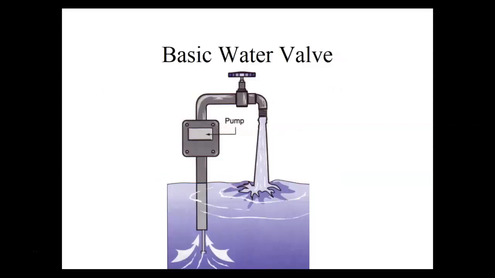So, basic water valve, everybody understand that? We've got a pump, so this will be our voltage supply, our power supply. And then we use this guy right here. This is what your BJT is actually doing, but instead of controlling the flow of water, it's controlling the flow of current. Does this make sense?